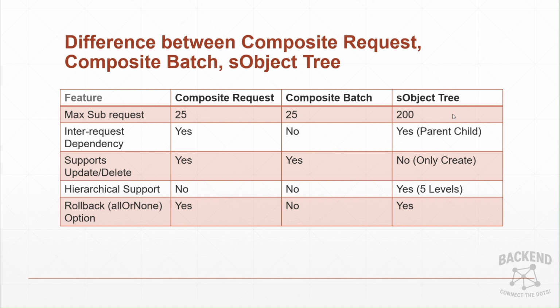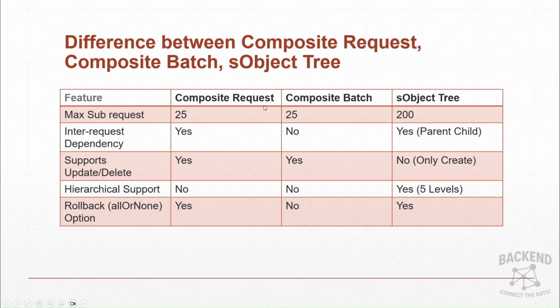Coming to the SObject tree, you can call up to 200 sub-requests, but it has a limitation of hierarchy level 5. As I mentioned, in the composite request a sub-request can be dependent on another, but in batch, sub-requests cannot be dependent on other sub-requests. In the object tree, the sub-requests are dependent on each other in a parent-child relationship.